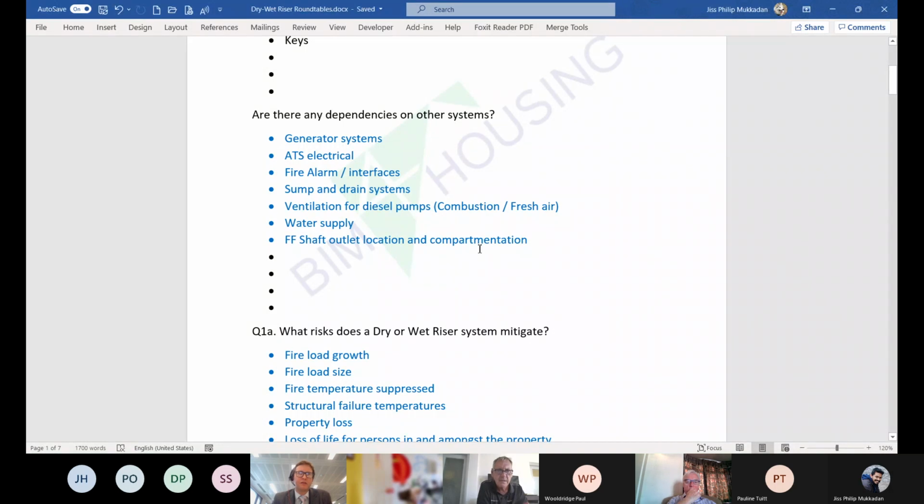No. Okay. Let's get on to question 1A. What risks do they or it mitigate?